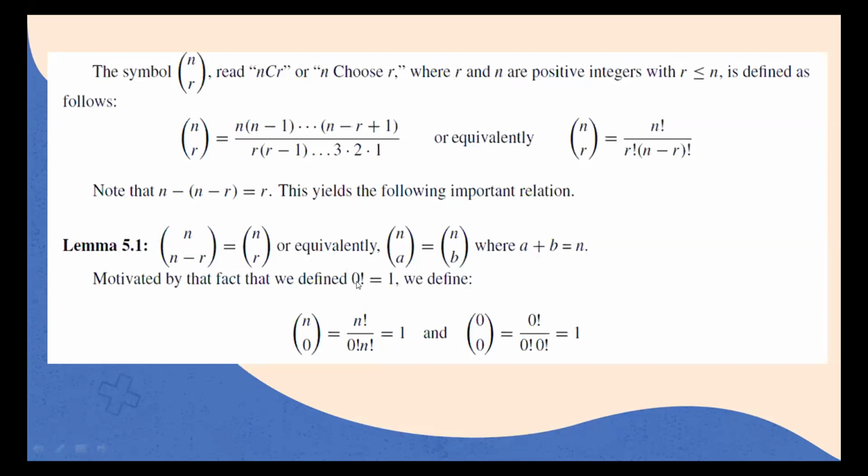Also, we had defined 0 factorial equal to 1. So we now define n choose 0 as 1 and 0 choose 0 as 1. Okay, so the most important thing that we discussed here was that n choose r is equal to n factorial upon r factorial into (n minus r) factorial. And we see that n choose (n minus r) is also equal to n choose r.